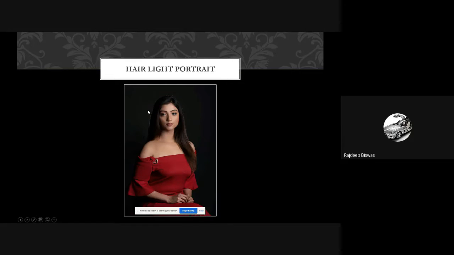However, hair light or rim light that we use basically creates a separation from the background. This image was taken with a black background, and with hair light, I can see a definite contour of the entire head because I used the hair light.